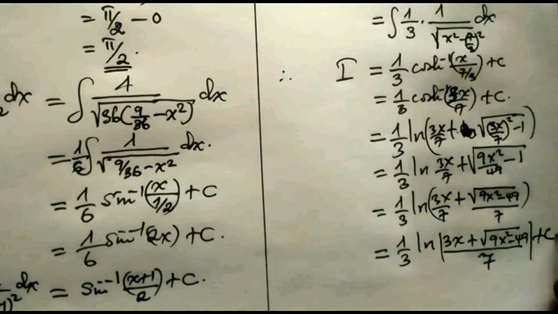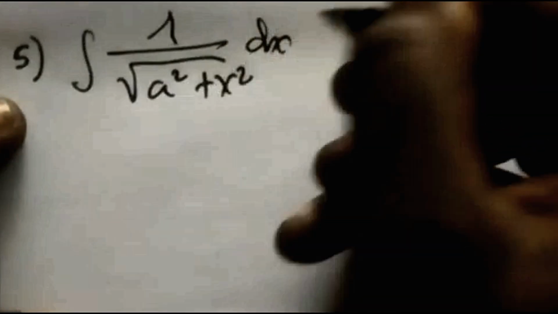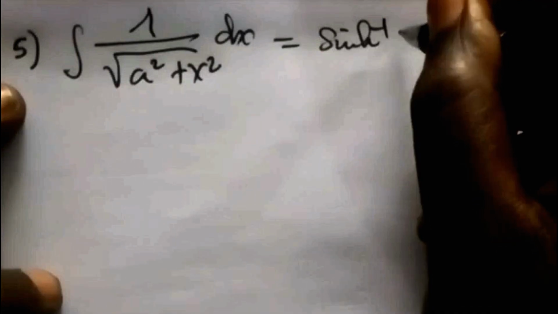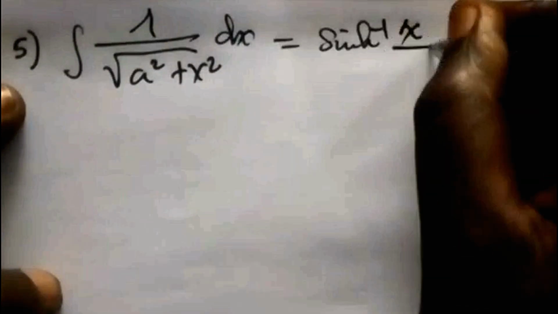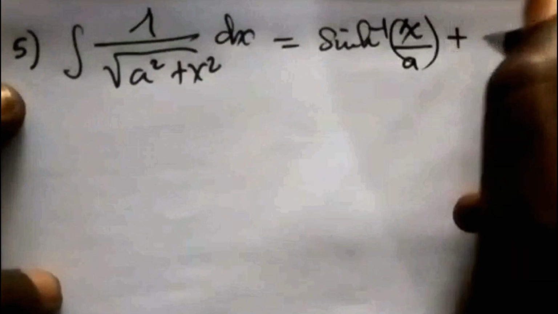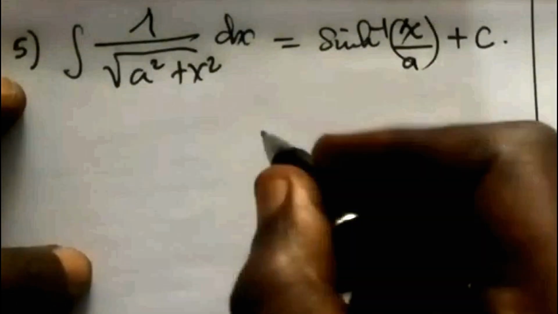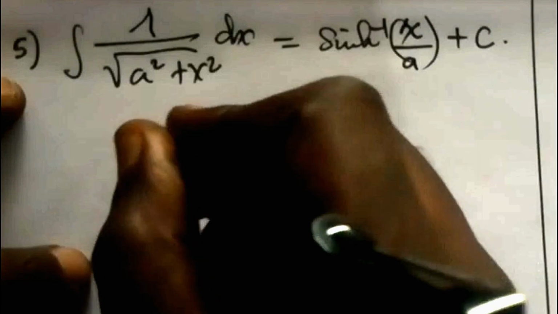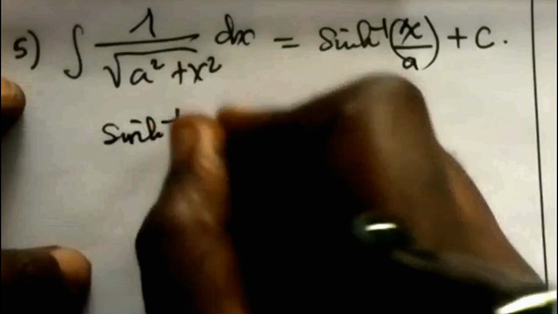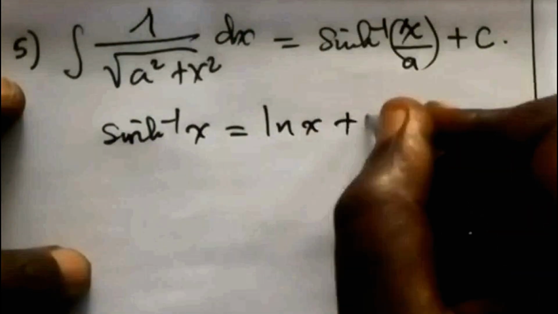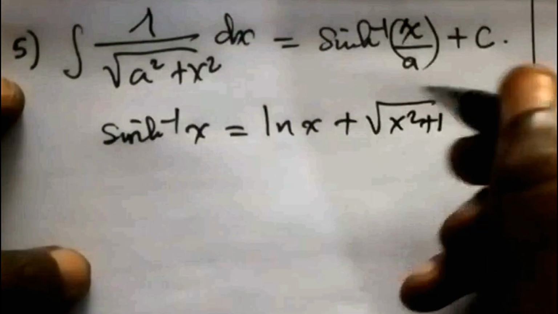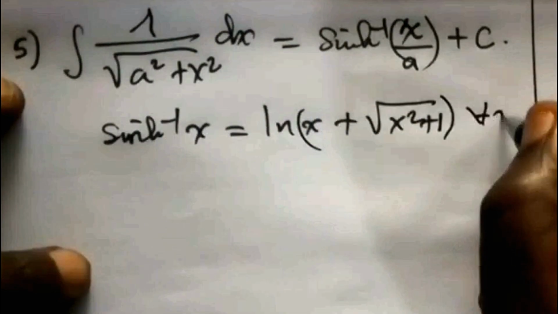Plus c. For standard formula number 5, we have integral of 1 all over the root of a squared plus x squared dx, which is supposed to be sin inverse of x all over a plus the constant of integration. With this case too, you need to be familiar with the logarithmic form of sin inverse of x, which equals ln of x plus the root of x squared plus 1 for all real values of x.